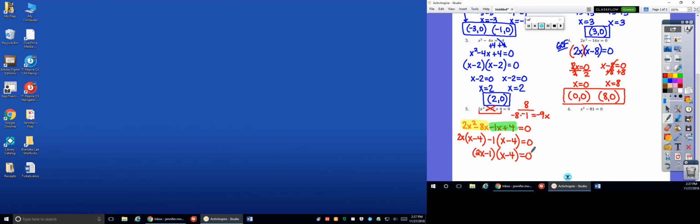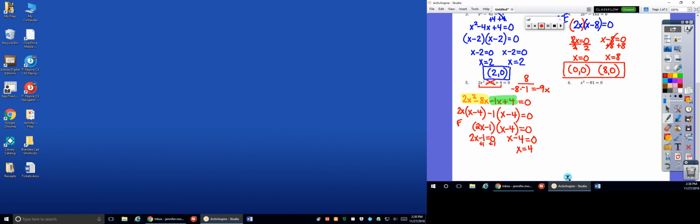Now to find the solutions, you have to set each one of these equal to 0 and solve. Remember, these are just factors right here. These are going to be your solutions. So x over here is going to be equal to 4. And then if I add 1 and add 1, extend this, we're going to end up having 2x equals 1. When you divide by 2, you'll get that x is equal to 1/2. So my two answers are going to be 1/2, 0, and 4, 0. Okay?